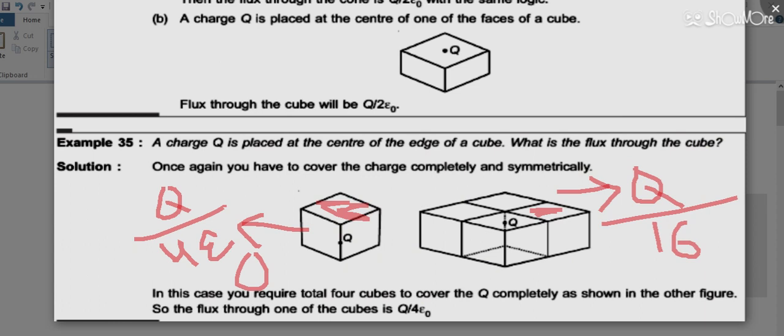Again I am repeating, and now I will end this video soon. This face and this face that are touching the charge, no electric flux will come out of them. I have already explained that these are one upward face and one downward face. From the 4 faces the flux will come out. So this flux is divided into 4 parts. That's why the answer is q by 16 epsilon naught.